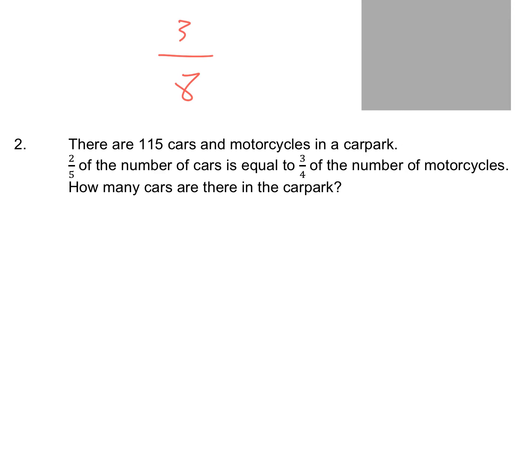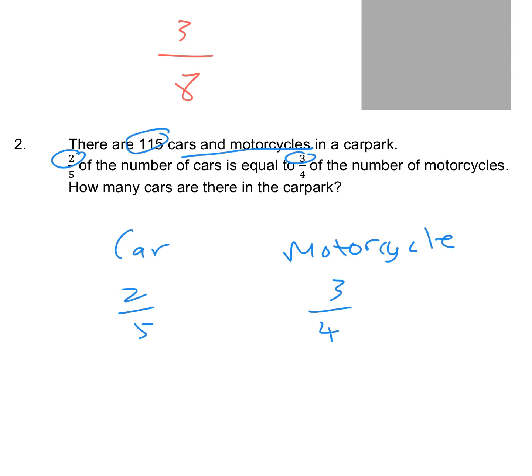Question 2. So to save time, I will use equal fraction. You say that there are 115 cars and motorcycles. So 2 units must be equal to 3 units. So I put first car and motorcycle here. So 2 out of 5 must be the same as 3 out of 4. How? Make the numerator the same. So times 3, I get 6 out of 15. Times 2, I get 6 out of 12. Here, see? It's equal now, the numerator. That means that car has 15 units altogether. Motorcycle has 12 units altogether.